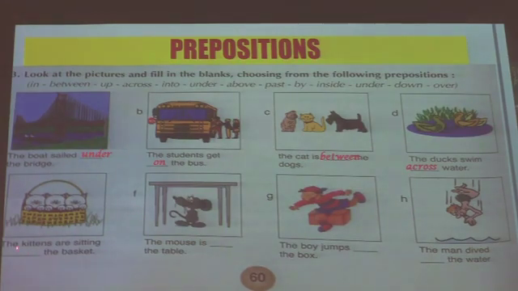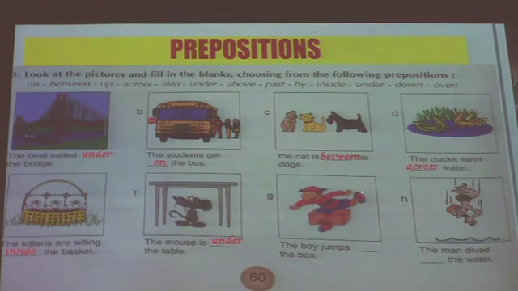Yes, E, the kittens, the little cats, are sitting, and here we have a basket. Pay attention to the cats, where are they? So the kittens are sitting inside the basket. Yes, let's go to F. Here we have a mouse, and just above the mouse we have a table. Now, can we describe the mouse, where is it? Yes, so the mouse is under the table, okay, under the table.